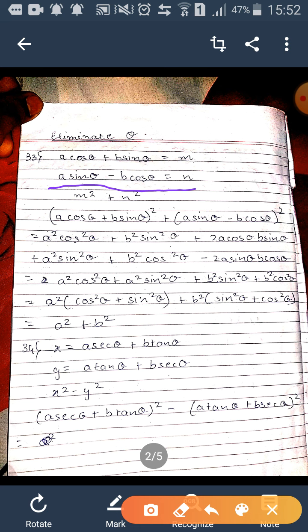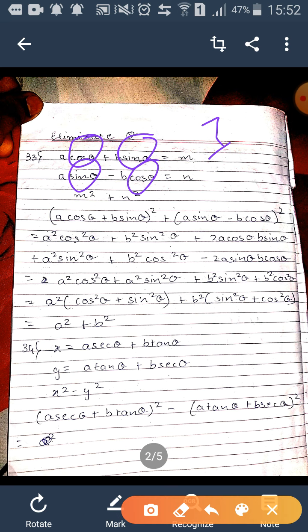The only way of eliminating theta is changing this sin theta and cos theta to 1. Because you can't make the sin theta and cos theta just disappear. Yes, so you need to change them to 1. Understood? So how will you change this to 1?